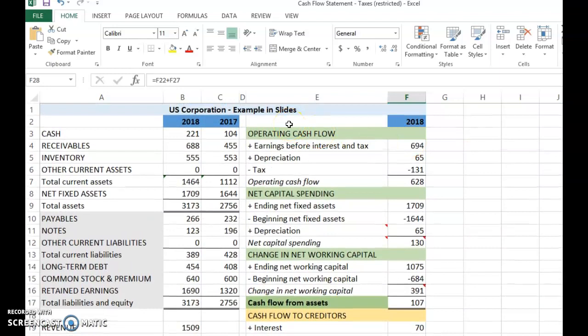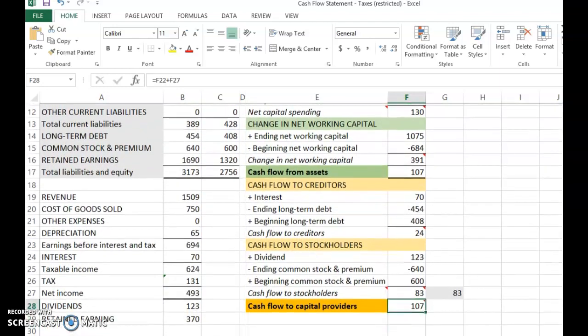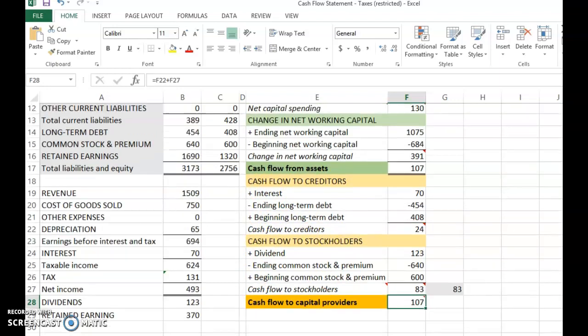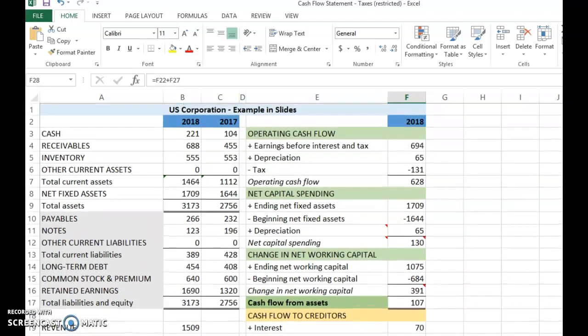The cash flow statement is made up of two components. The first one is cash flow from assets, in green here. It is made up of three components: operating cash flow, net capital spending, and change in net working capital. The second component is cash flow to capital providers, made up of two components: cash flow to creditors and cash flow to stockholders. So that is what we are going to look at. Let's look at the first element.